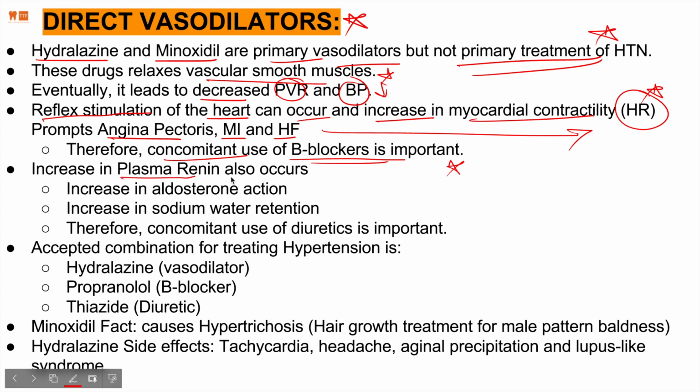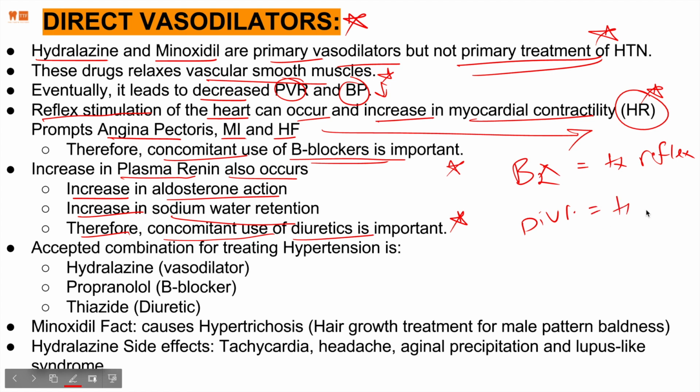Increase in plasma renin can also occur. Okay, so vasodilators can also lead to increase in plasma renin. That increases aldosterone, that increases sodium water retention. Therefore, concomitant use of diuretics is also important. Okay, so beta blockers need to be used to treat reflex tachycardia. Okay, diuretics need to be used to help the treatment of increase in renin. All of these need to be used with direct vasodilators such as hydralazine and minoxidil.